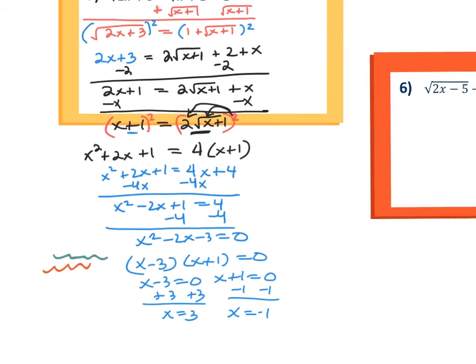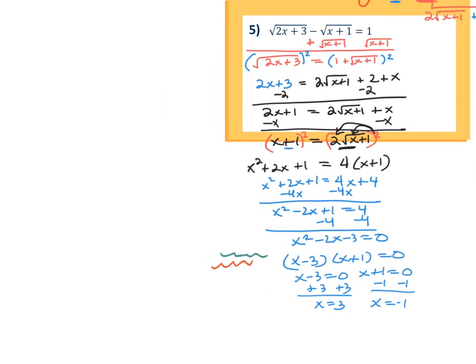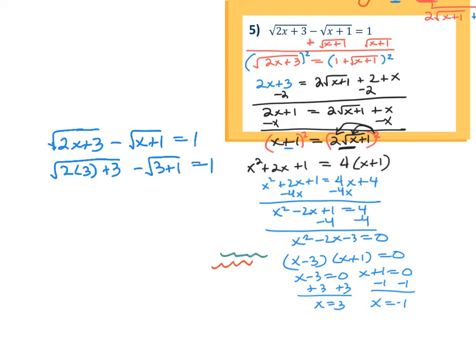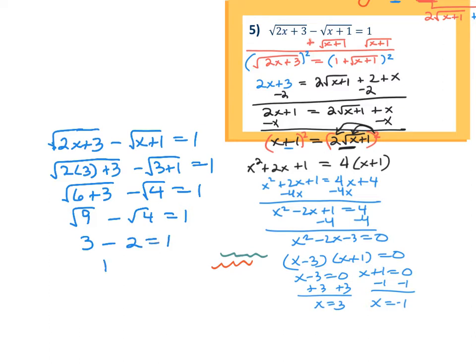So let me go ahead and rewrite my two equations. So 2x plus 3 minus the square root of x plus 1 equals 1. I'll just go ahead and do them one at a time. So I'm going to plug in 3. 3 plus 1. 6 plus 3. 3 plus 1 is 4. 6 plus 3 is 9. Square root of 9 is 3. Square root of 4 is 2. 3 minus 2 is 1. 1 equals 1. This is a good solution.